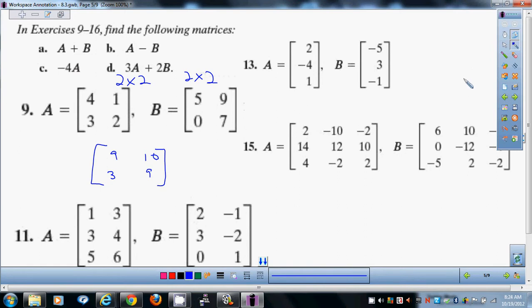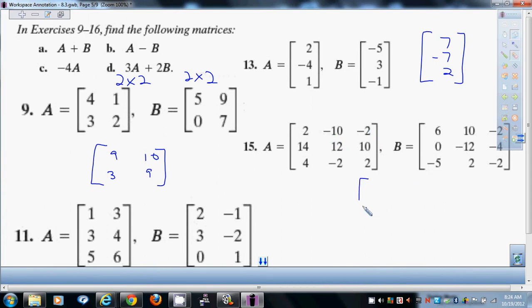Negative 4a. Let's do that for 15. What do you think we have to do for negative 4a? Exactly. And what are we going to do with b? Trick question. Nothing. Negative 4a doesn't even mention b, so we don't mention it. Negative 4 times a, it's going to be negative 8, 40, 8, negative 56, 48, negative 48, negative 40, negative 16, 8, and negative 8. And we have scaled up that matrix, hence why those numbers being multiplied by matrices are called scalars.